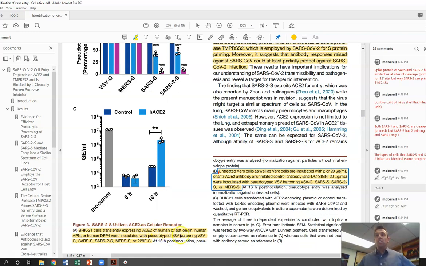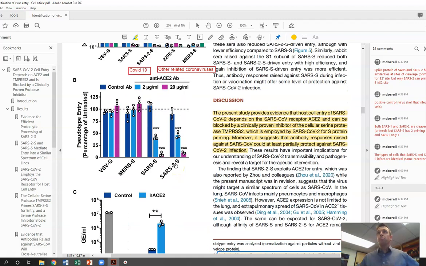BHK21 cells expressing ACE2 were inoculated and given this virus, which is either the original SARS, COVID-19, MERS, or 229E, so some other kind of coronaviruses. So let's see what happened.